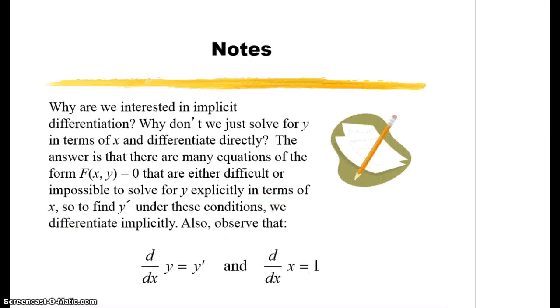So finally, why are we interested in this implicit differentiation? Well, why don't we just solve for y in terms of x and differentiate directly? Once again, the answer is that there are many equations of this form with two variables, x and y, that are either difficult or impossible to solve for y explicitly in terms of x. So to find y prime under these conditions, we differentiate implicitly.